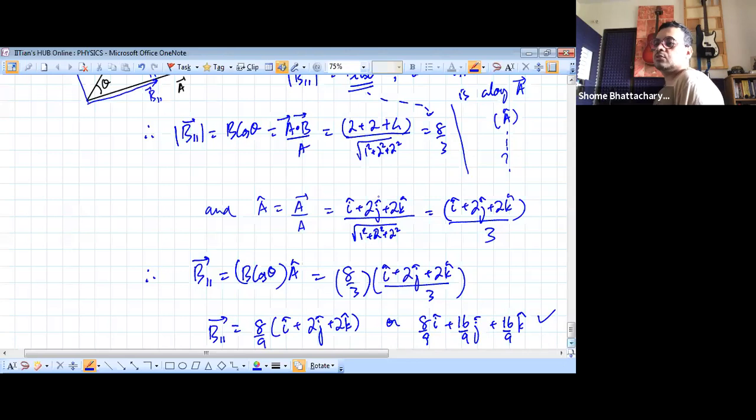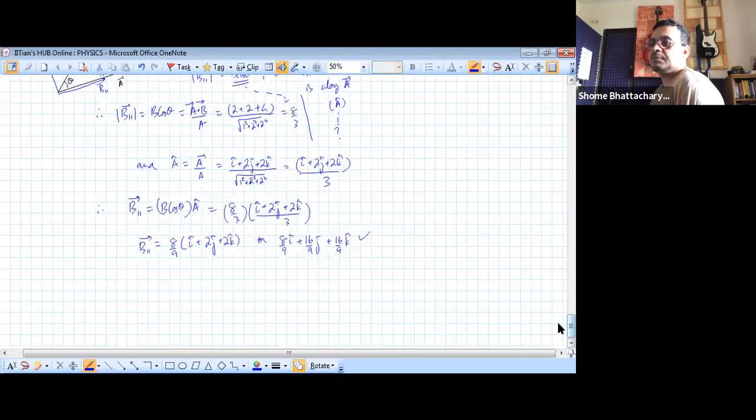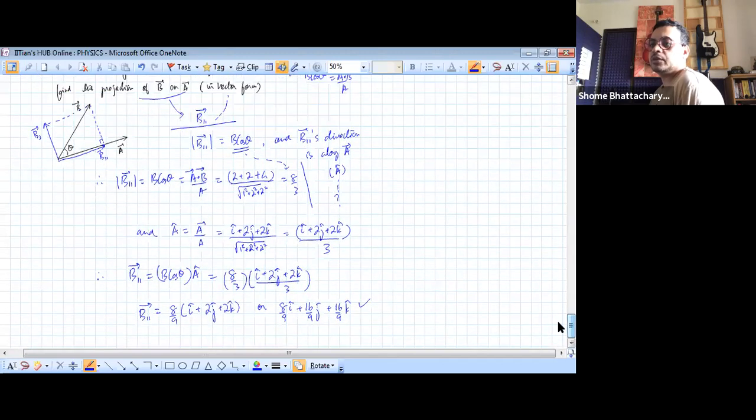So this was what this question was actually in the module. But we will add that part. We'll also find the perpendicular component. So how will we find the perpendicular component? Now this vector B parallel has come to us. So we have to just subtract this from which vector? The original vector B. We just subtract this parallel component from B, and that will give us the perpendicular component.